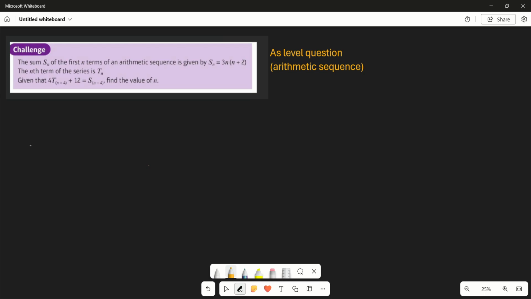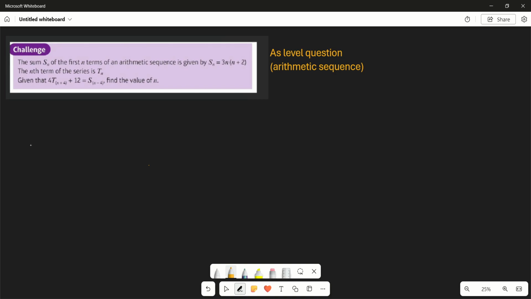Hello everyone. So we are going to solve a problem related to arithmetic series and sequences. This particular problem is from my AS level textbook, but I think many of the IGCSE and O-level students would be able to solve this problem. So let's just get into it.